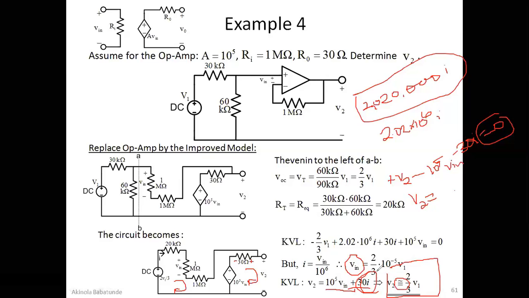Why would it be rendered insignificant? Because here you're going to bring V in over 10 raised to the power 6 for I. If you bring that in here, you have 0.00000 something. So I assume that is negligible. That's why they took it out and just left it at 2 over 3 Vi, because this 10 raised to the power minus 5 will cancel the 10 raised to the power 5 here, and all you have left will just be 2 over 3 Vi. And that's how they left it at their final value. Otherwise, you can still write 30I here if you want. You're not going to be wrong if you leave it at 30I there. All right.